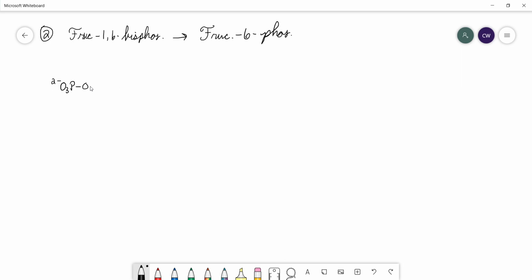And again, I'm using the shorthand. I'm not going to draw out the various phosphate groups. I don't think that's necessary. I think you all know what a phosphate group looks like. So we have our fructose 1,6-bisphosphate.